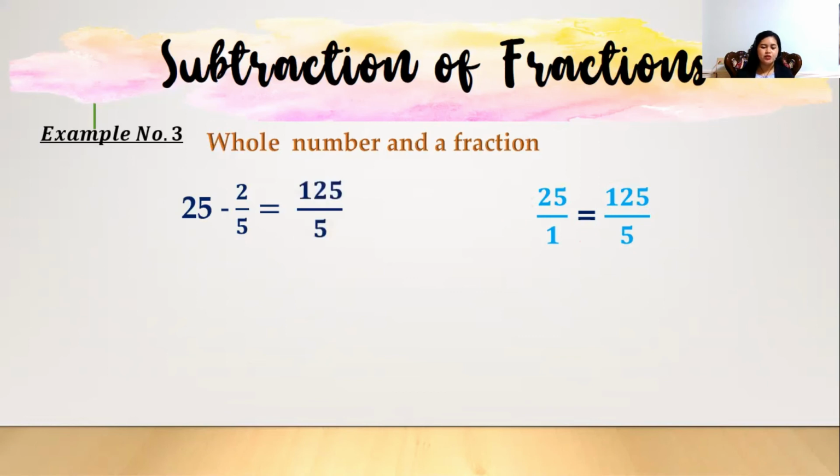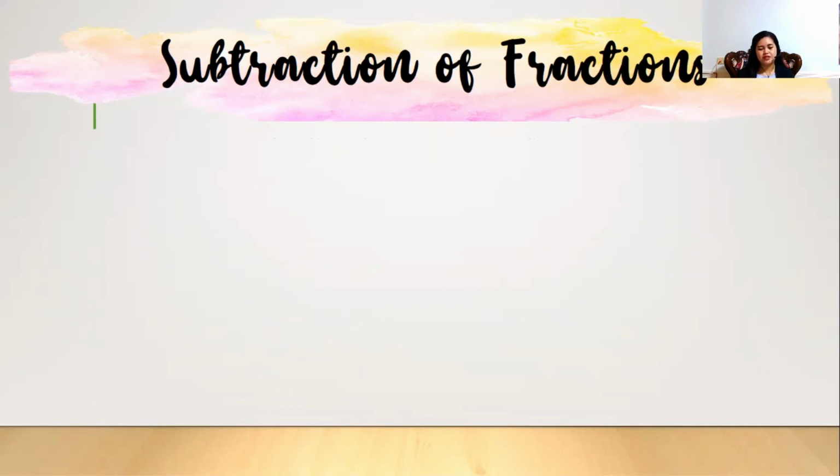So you place 125 over 5, then copy minus 2 over 5. So you can now have two similar fractions, and then you can now perform subtraction. So 125 minus 2 over 5. The result is 123 over 5. Okay, so simple as that. So we can now have the result for the whole number subtracted by a fraction.